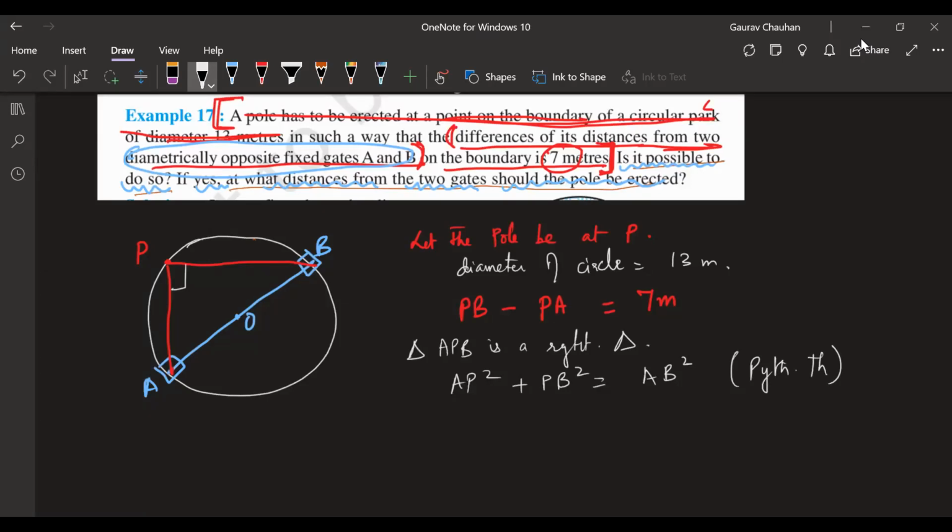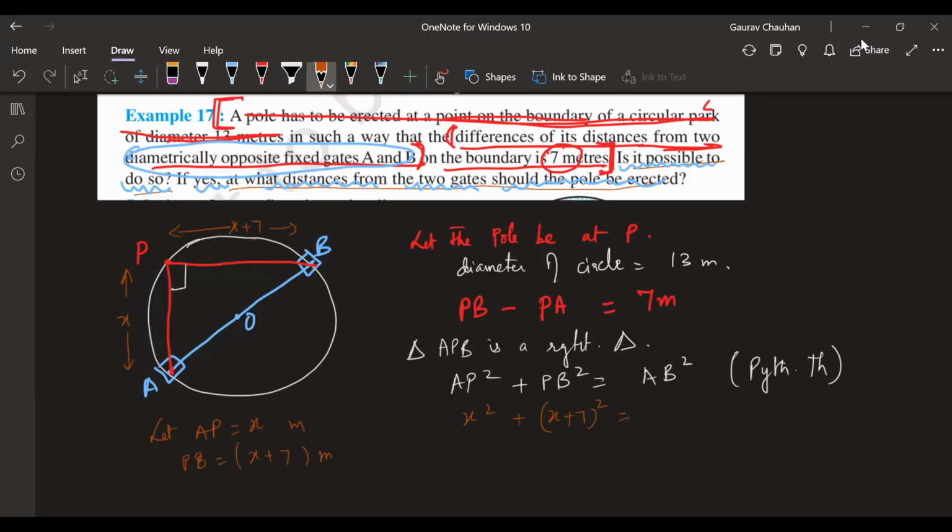And that's the end of our thing. Now it's just solving this. Let AP be equal to X. I'm taking this as X. Then PB will be equal to X plus 7. So you can write X meters and X plus 7 meters. So you have X square plus (X plus 7) the whole square.